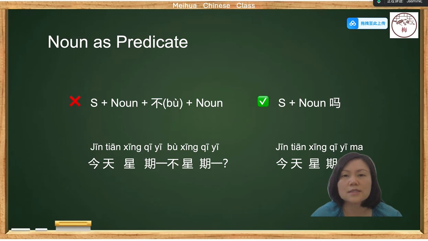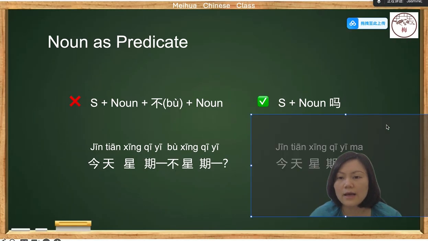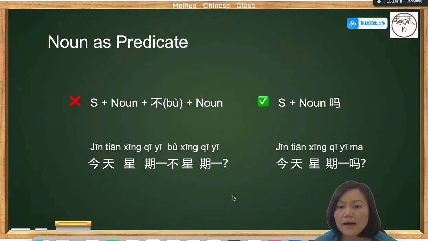今天星期一. Do we say 今天星期一不星期一? In this situation, no, we don't say this. We don't ask in this way. We just ask 今天星期一吗? We use the yes or no question. 今天星期一吗? Okay, so just remember we don't have this structure for noun in a sentence.